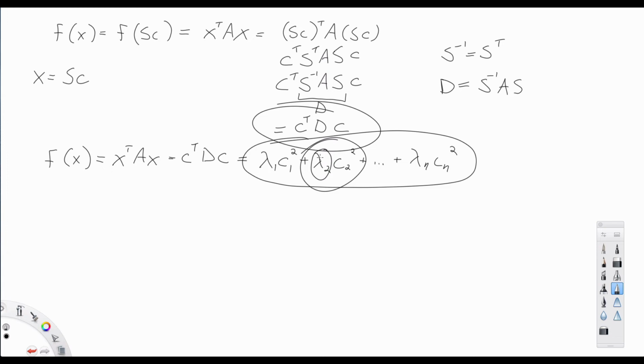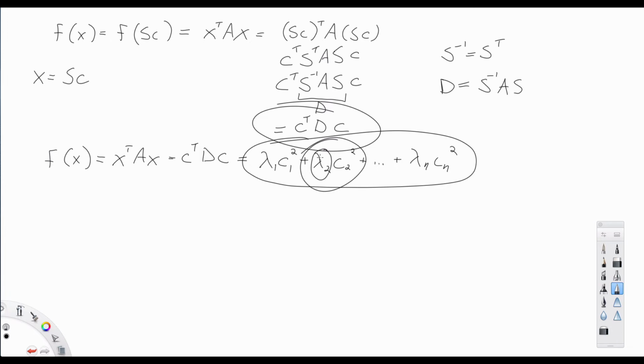So if lambda 2 is positive, if I increase c2, then that's going to increase f of x quadratically. If lambda 2 is negative and I increase the magnitude of c2, then that's going to decrease the value of f of x. The magnitude of the eigenvalue tells us how rapidly the change is going to occur.